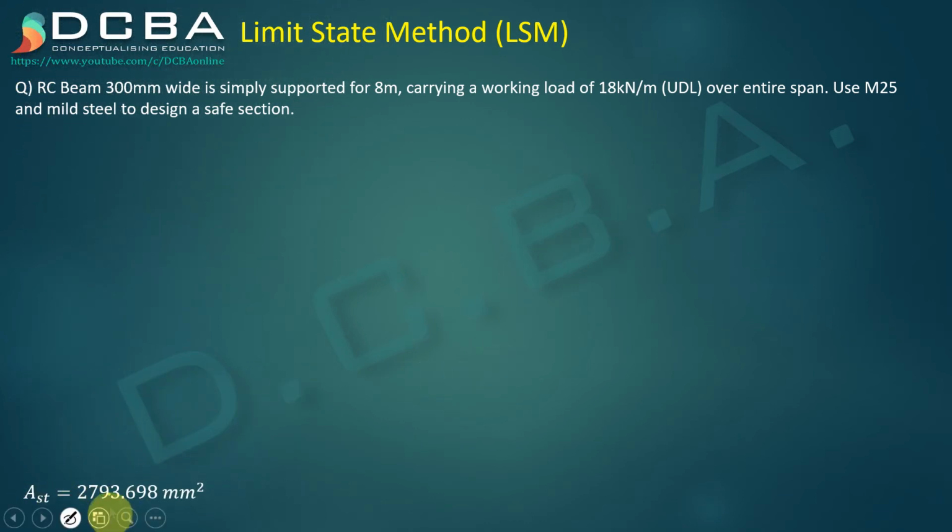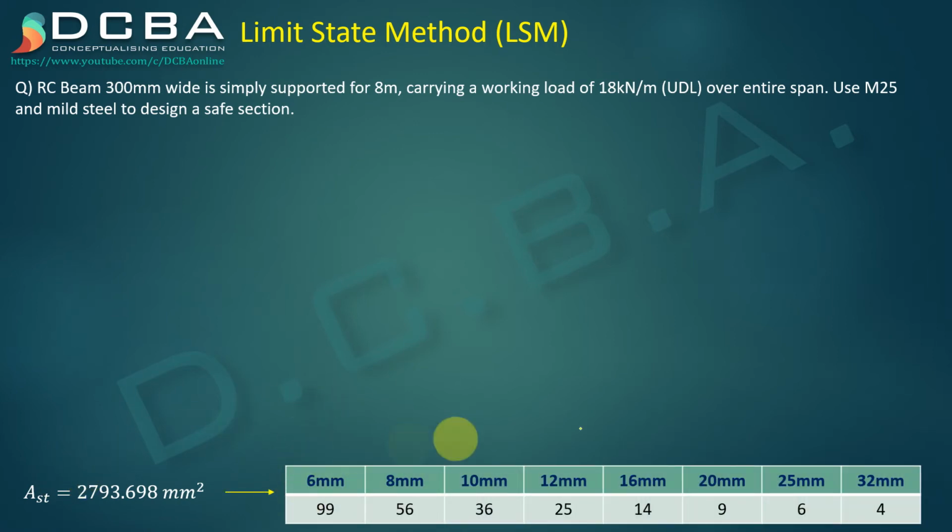Now what to do with this AST? We have found the area of steel. So what I have done here in this table is that there are different diameters of bars that you can choose from. Now we want to find which bar dia should be used for our beam, and how many number of that bar dia should be used, right? So the different bar dias that are available are 6 mm, 8 mm, 10 mm, 12 mm, 16, 20, 25 and 32.